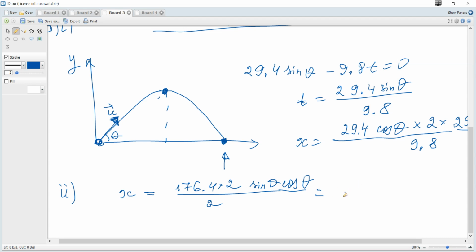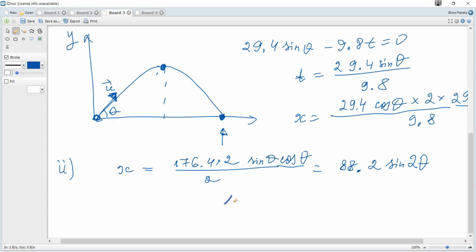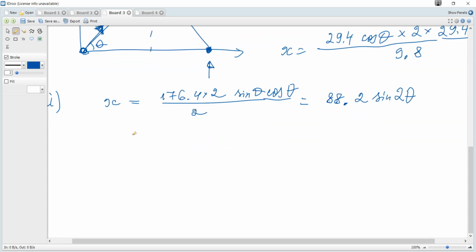88.2 times sine of 2 theta. It doesn't matter the argument, sine of 2 theta changes from -1 to 1 in general, and the maximum possible value is when sine of 2 theta is 1. So x max, when sine is 1, is 88.2 meters.